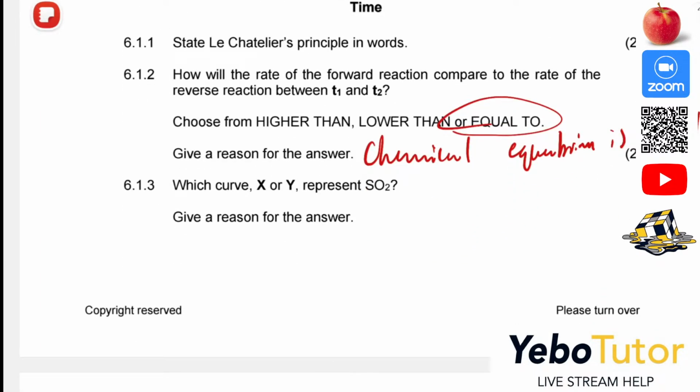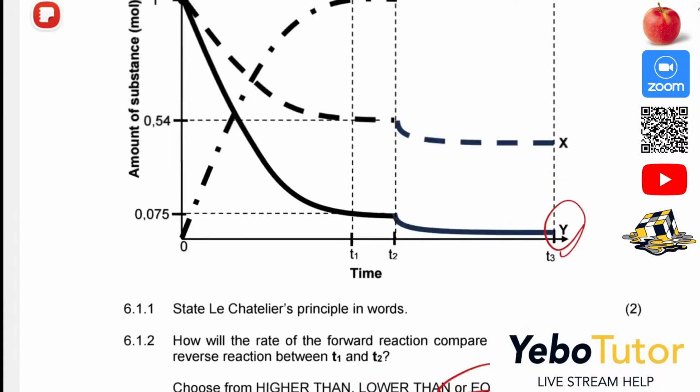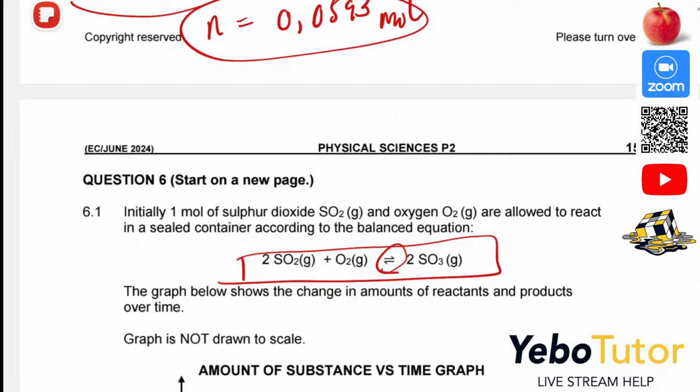Someone can also say that the rate at which SO2 is consumed is twice that of O2, as you can see from here.